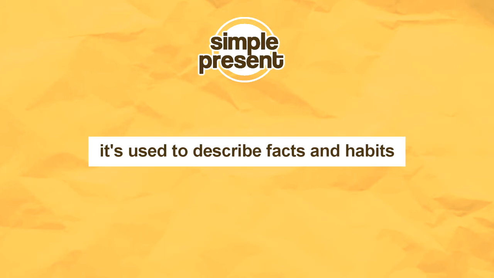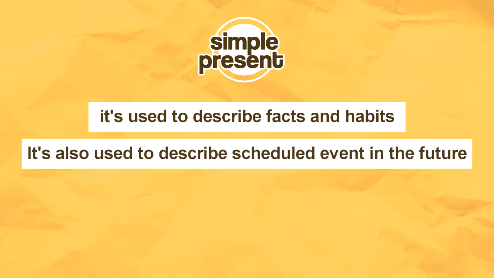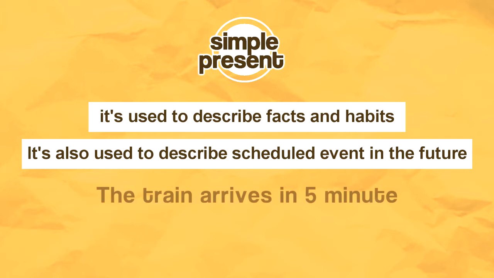For example, I like chocolate. He plays football. It is also used to describe scheduled events in the future. For example, the train arrives in 5 minutes.